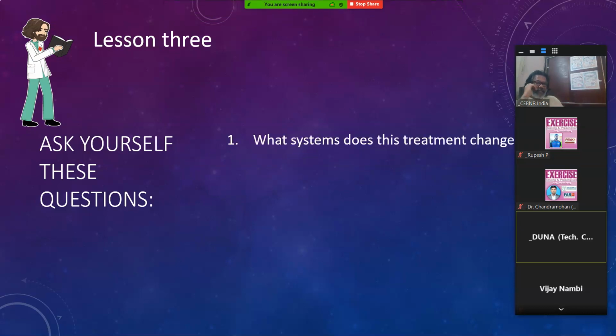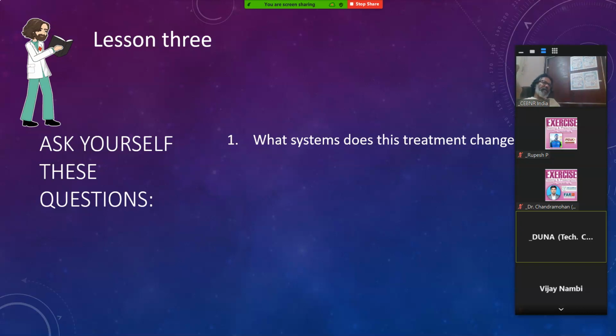What system does this treatment change? Say, for example, if you are giving stretching, what system are you trying to change? Are you trying to change the muscle, or are you trying to change the brain?